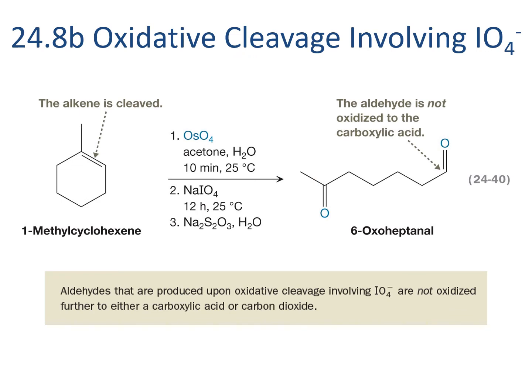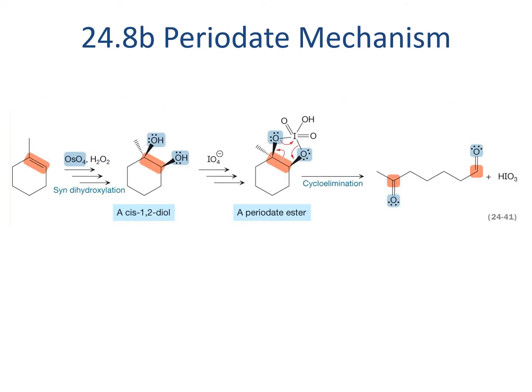Permanganate isn't the only reactant that can perform oxidative cleavage through a cycloelimination. The same thing can be accomplished in any 1,2-diol using periodate, or IO4-. These reactions are distinct because they will not oxidize aldehydes that are formed in the reaction, so we end up with an aldehyde product instead of the carboxylic acid product.